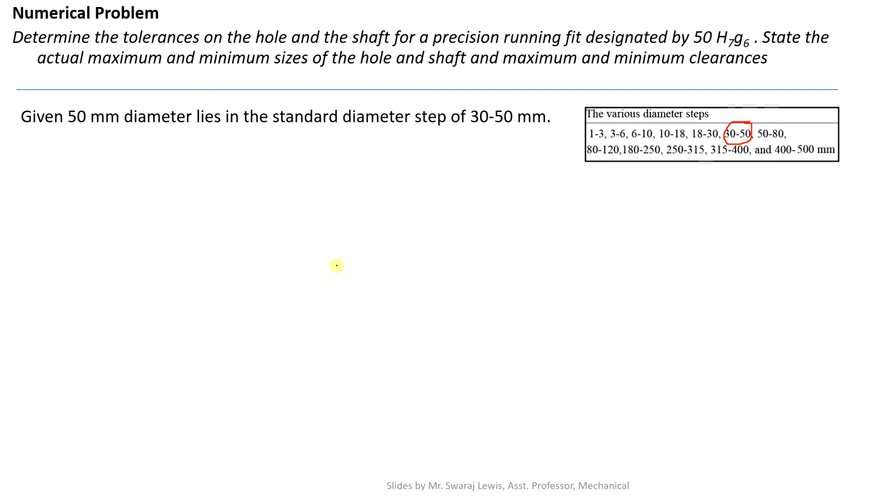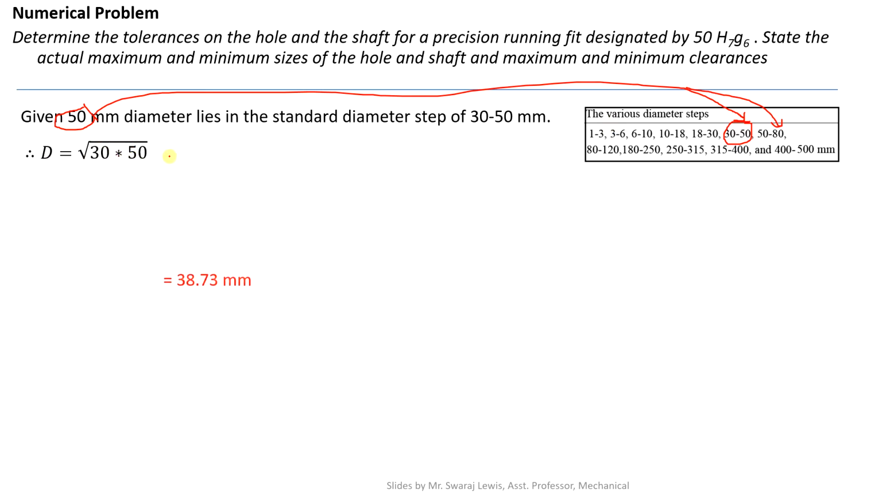Then how we are going to calculate the problem? From the general formula, we take the root of 30 into 50. So this 50 mm lies exactly on this point 30 and 50, and it also lies at 50 and 80. But since 50 is available in both the sets, we are going to always select the lower one. 30-50 is preferred. So from taking this value, we take d equals root of 30 into 50. That is, we get 38.73 mm.